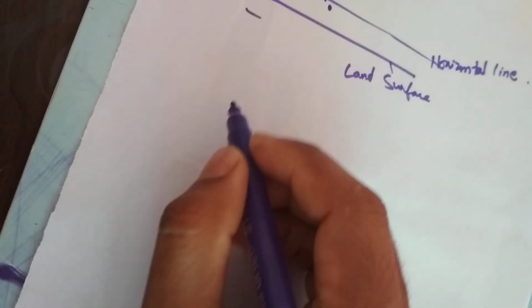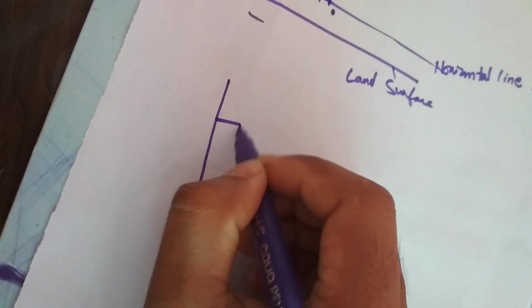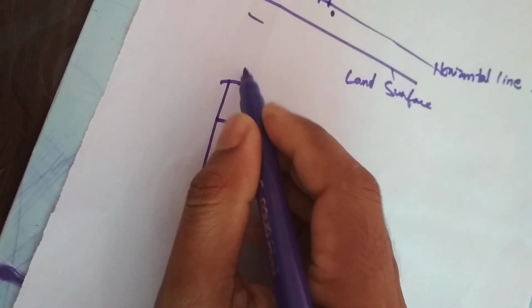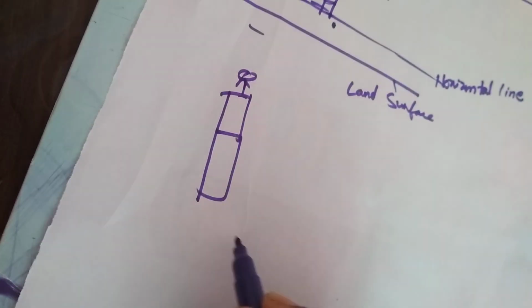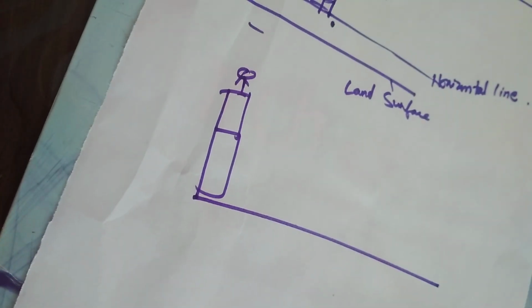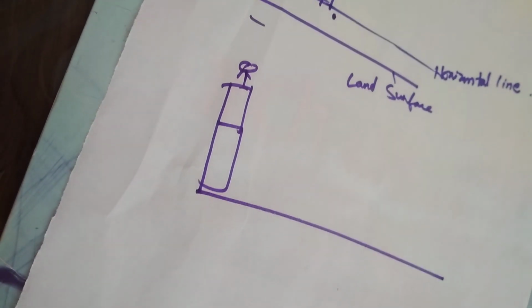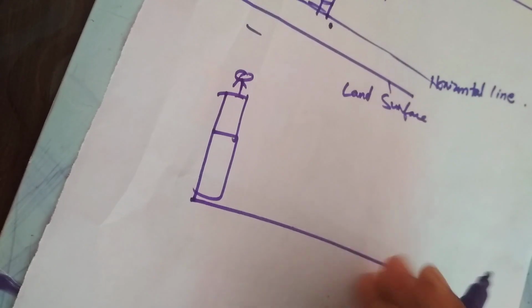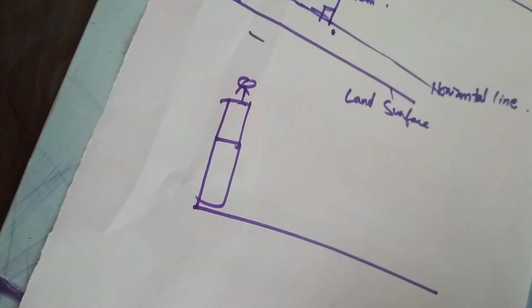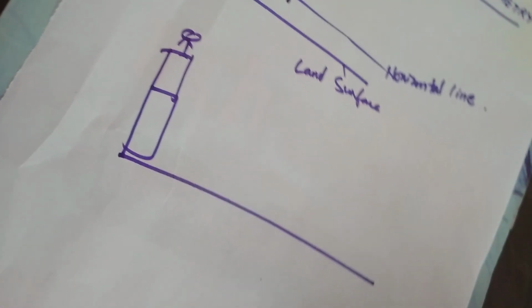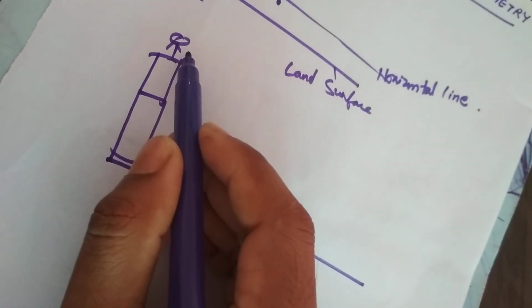Now the second topic. Let's say a building. I'm taking it as a building. This is the surface. A building is there. On the terrace, a person is standing on the top of the building.